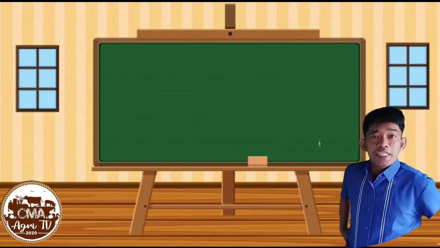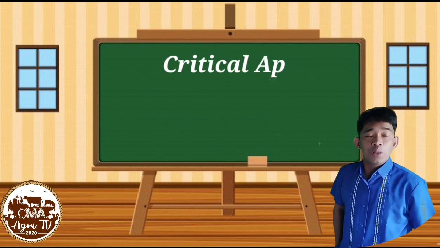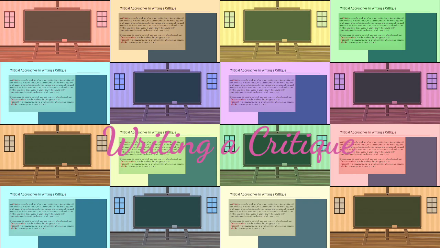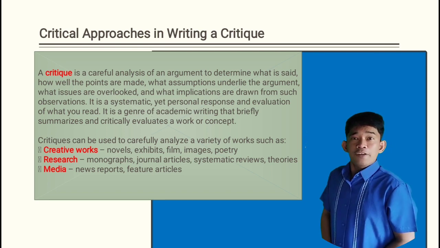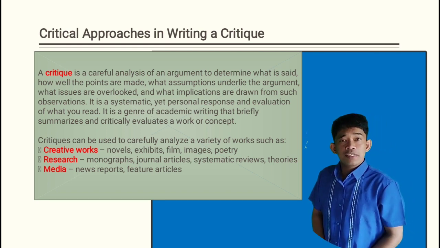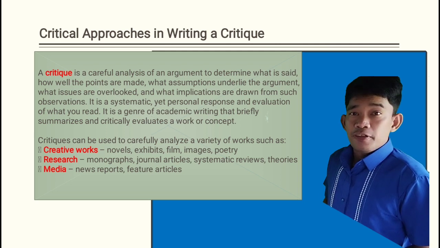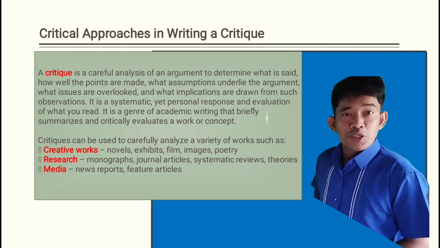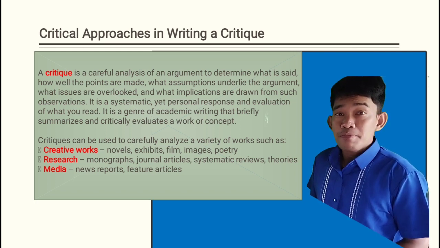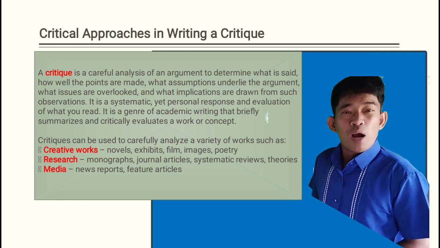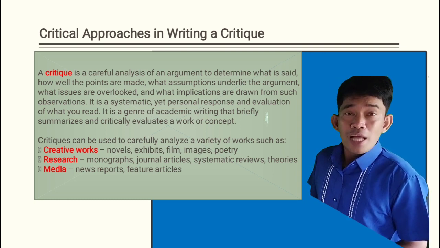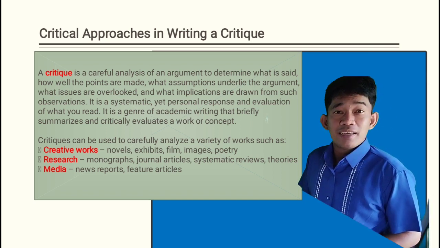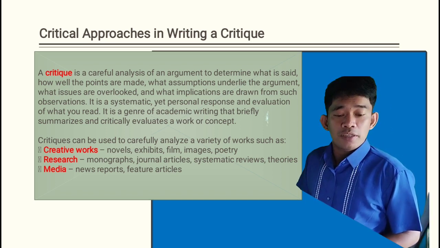For further understanding of the lesson, let us have now critical approaches in writing a critic. Let us define first what a critic is. When we say critic, it is a careful analysis of an argument to determine what is said, how the points are made, what assumptions underlie the argument, what issues are overlooked, and what implications are drawn from an observation. A systematic and yet personal observation of what you read.